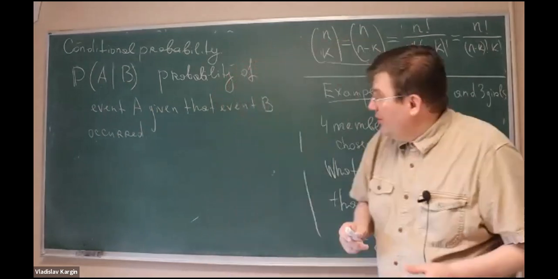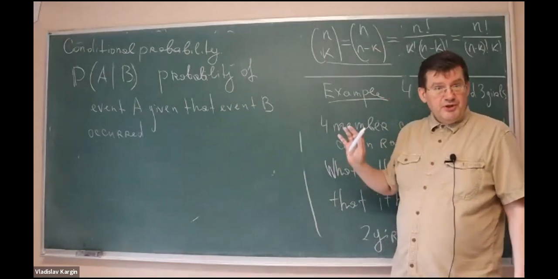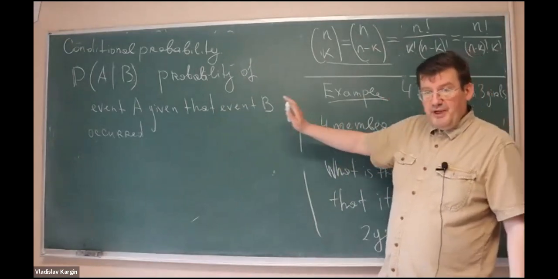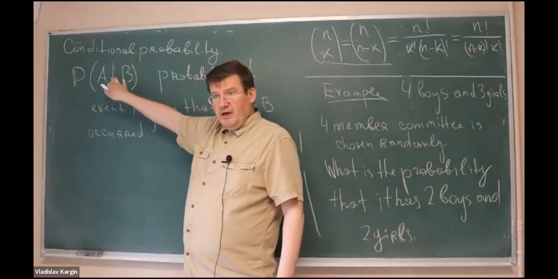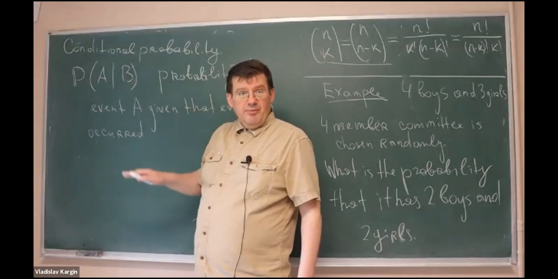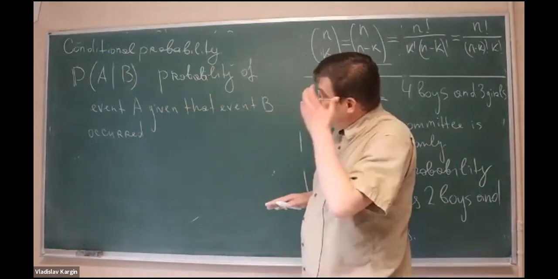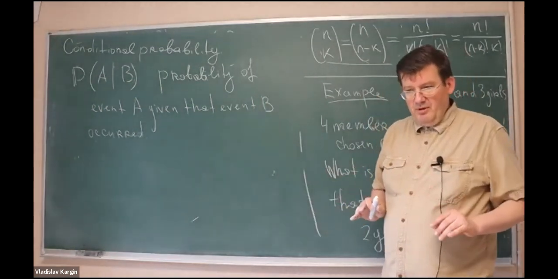All right, so let us look at how it works. It's a method to calculate the probability of one event under the assumption that something else happened. And let us look at this calculation, still assuming that all outcomes are equally probable.